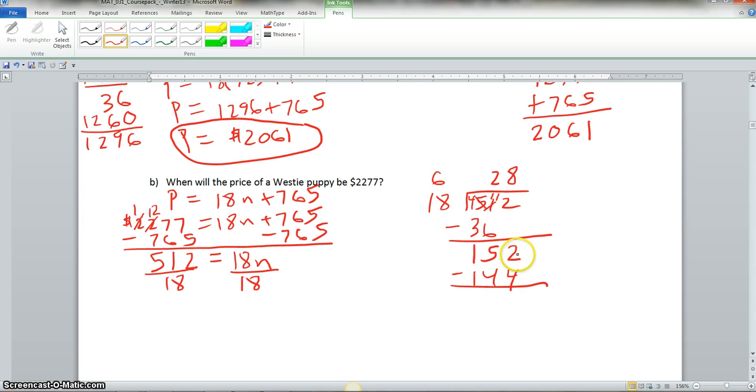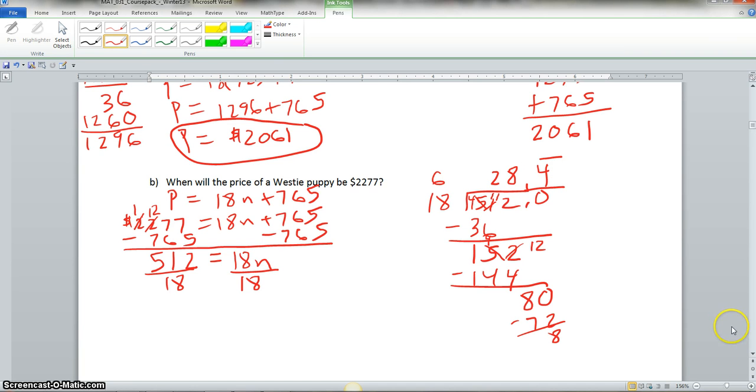So we cannot subtract 4 from 2. So we borrow 1 from this 5. So we have 4, and this 2 becomes 12. 12 minus 4 is 8. This is 4 minus 4 is 0. 1 minus 1 is 0. So we have 28, and we could do a decimal. And let's see if we need to round up the year. 18 goes into 80. Looks like 4 times. So it'd be 4 times 18, which is 72. And we have a repeating 4.